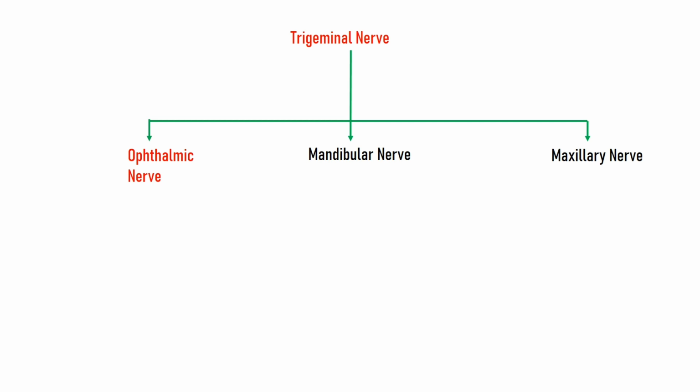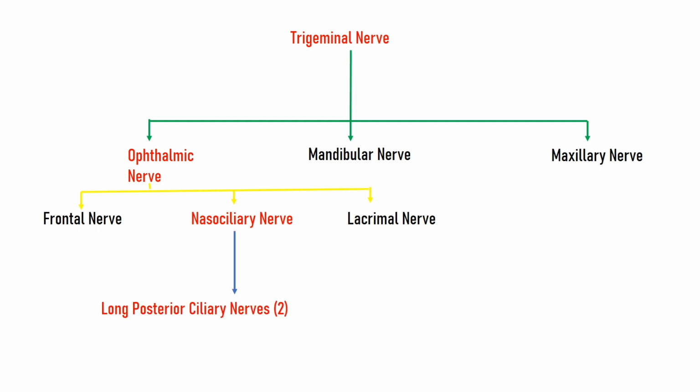The ophthalmic nerve is the first division of trigeminal nerve, and it further gives off 3 branches: the frontal nerve, the lacrimal nerve, and the nasociliary nerve. The nerve supply of cornea is by the nasociliary nerve. It gives off 2 long posterior ciliary nerves. One is the nasal long posterior ciliary nerve, and the other is the temporal long posterior ciliary nerve. Also, there is a ciliary ganglion that gives off 5 to 10 short ciliary nerves.